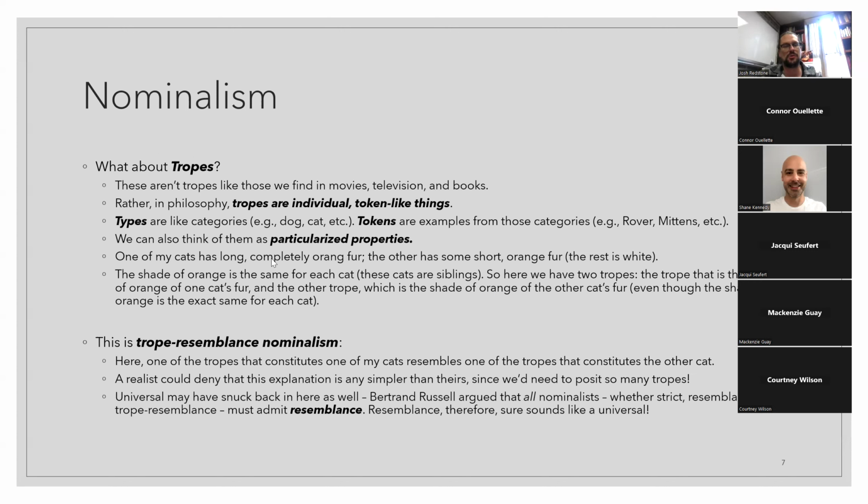Crumley also describes tropes as particularized properties. So make sense of it like this. I have two cats at home. They weren't able to join us today because they're at home and I'm in my office.